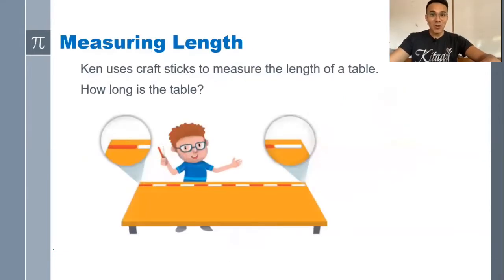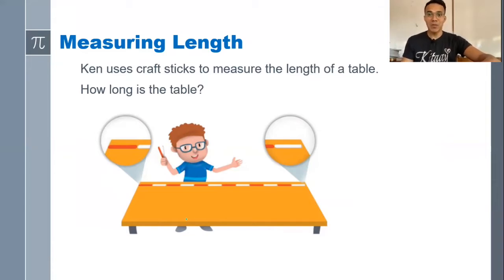Let's have example number 1. Ken uses craft sticks to measure the length of a table. How long is the table? So look at the picture. We have a picture of a table, and this person is Ken. And let's see if Ken is measuring the length of the table properly.